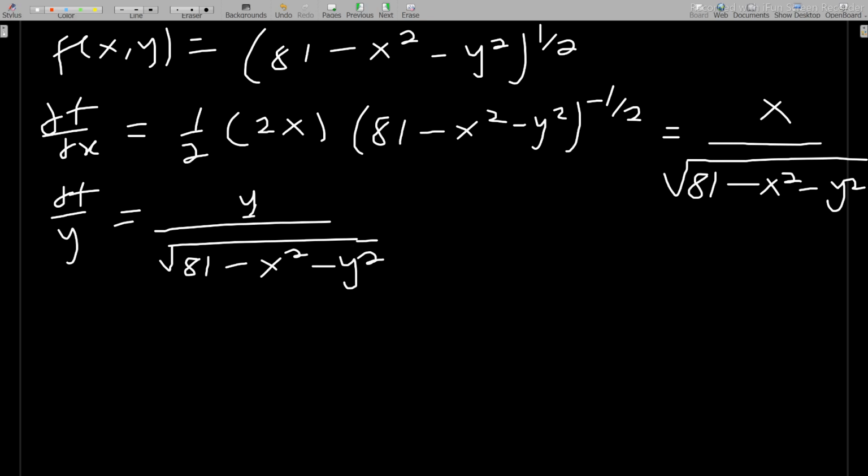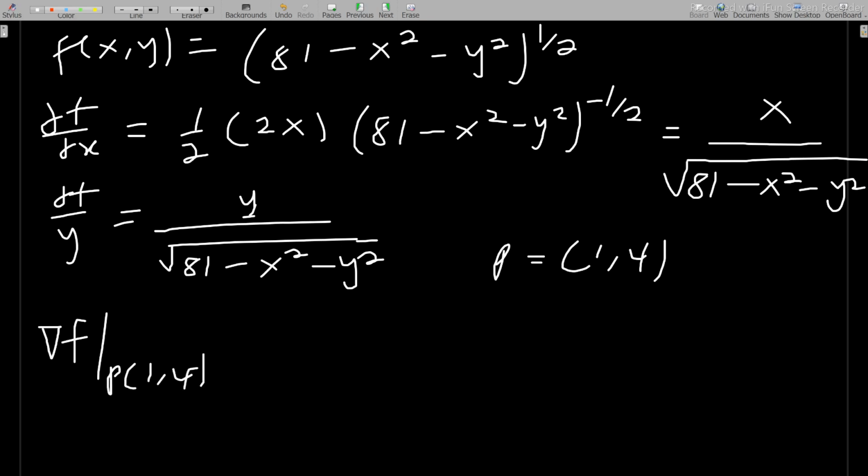Now we need to simplify this at the point P, and P is equal to (1, 4). So del f simplified at the point P, which is (1, 4), you put (1, 4) into these two. Del f del x is this, so you put 1 for x and 4 for y, and del f del y is this, so you put the same thing. You simplify whatever you get. For the del f del x part, you get negative 1 over 8 i. Then with this you get negative 1 over 2 j.